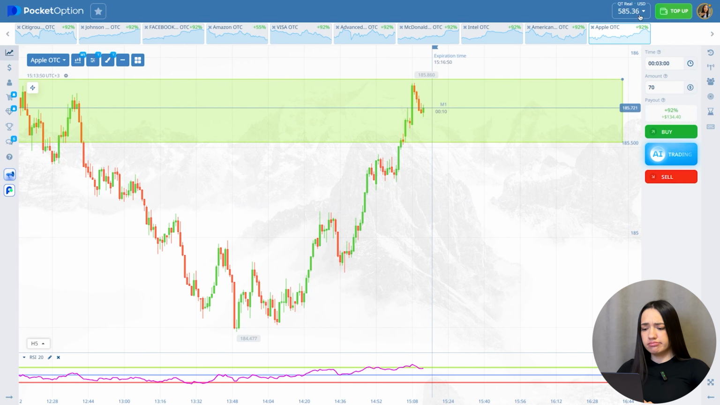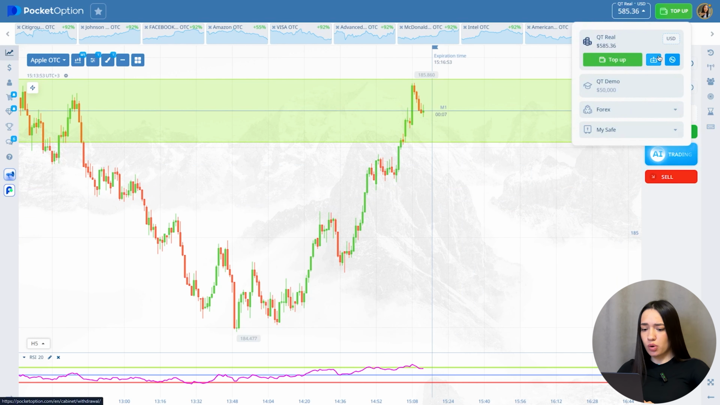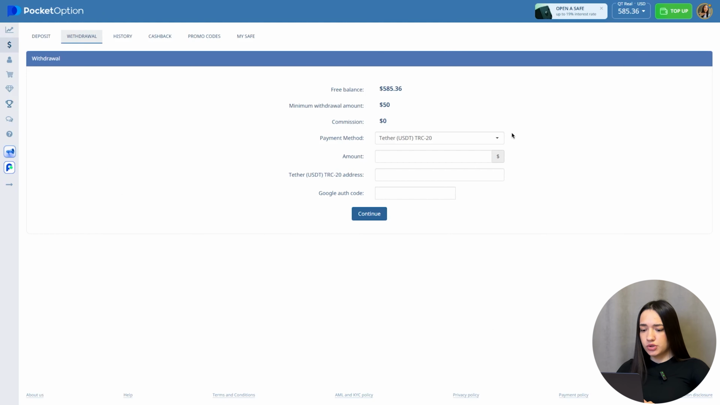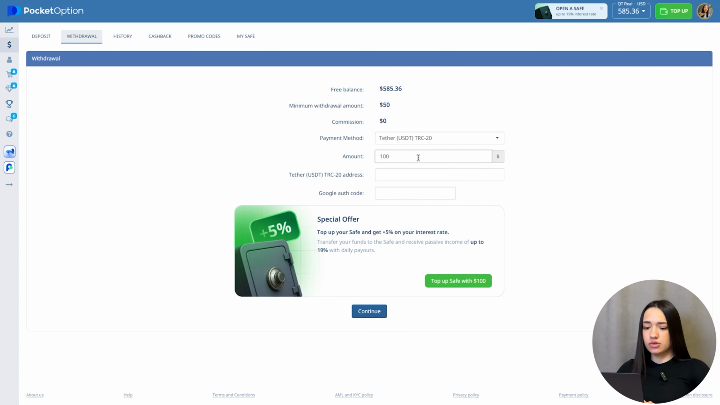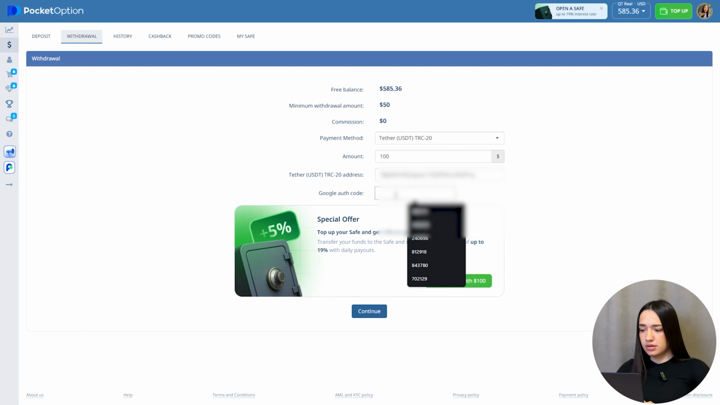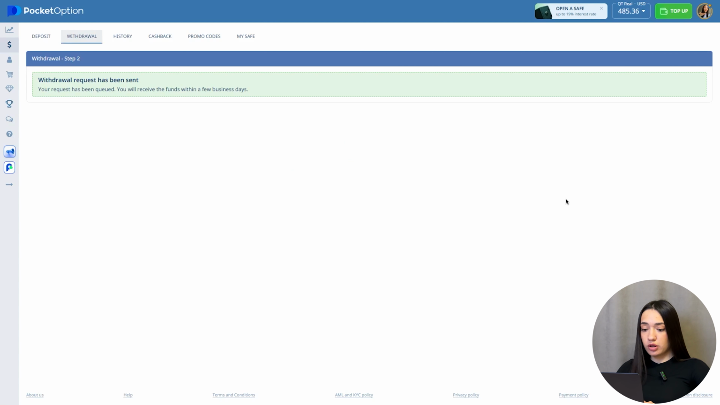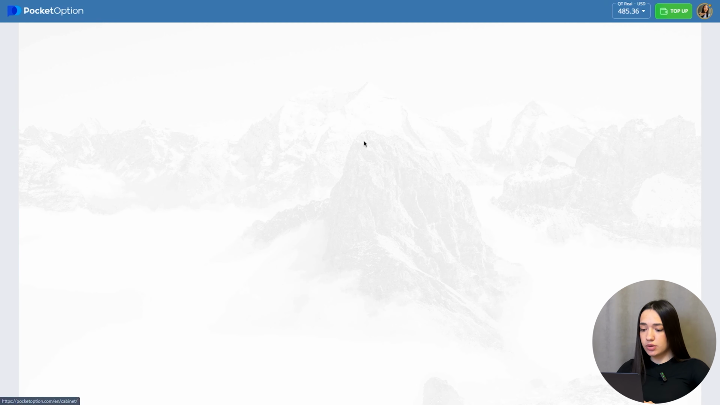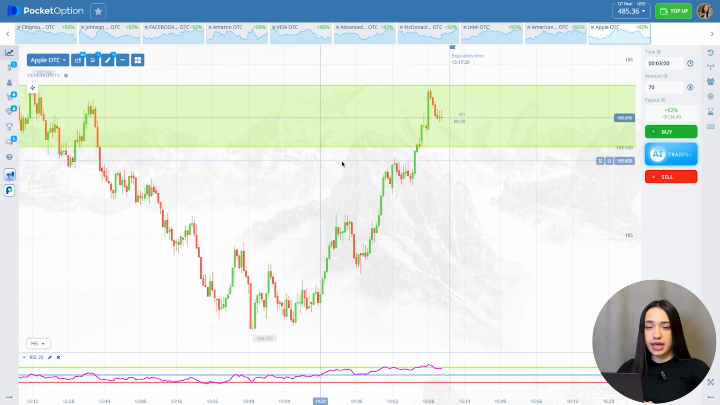So let's maybe lock in today's profit and go to the withdrawal section. And withdraw approximately $100 to Tether, the TRC20. Yep. The profit amount is a great result. So we enter the confirmation code from Google Authenticator, and done, and just click continue. And the withdrawal operation is successfully processed, guys, and we wait for the funds to arrive in our account.